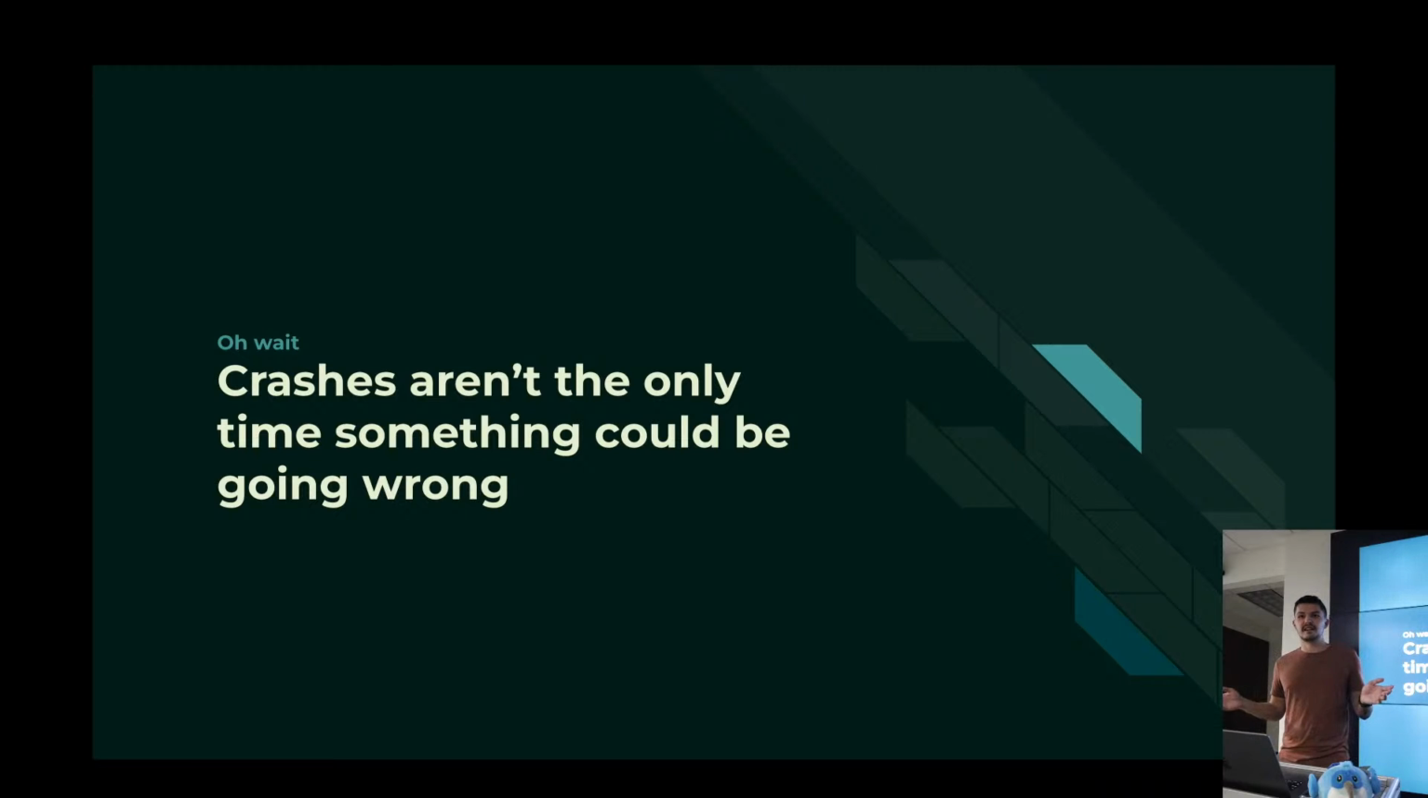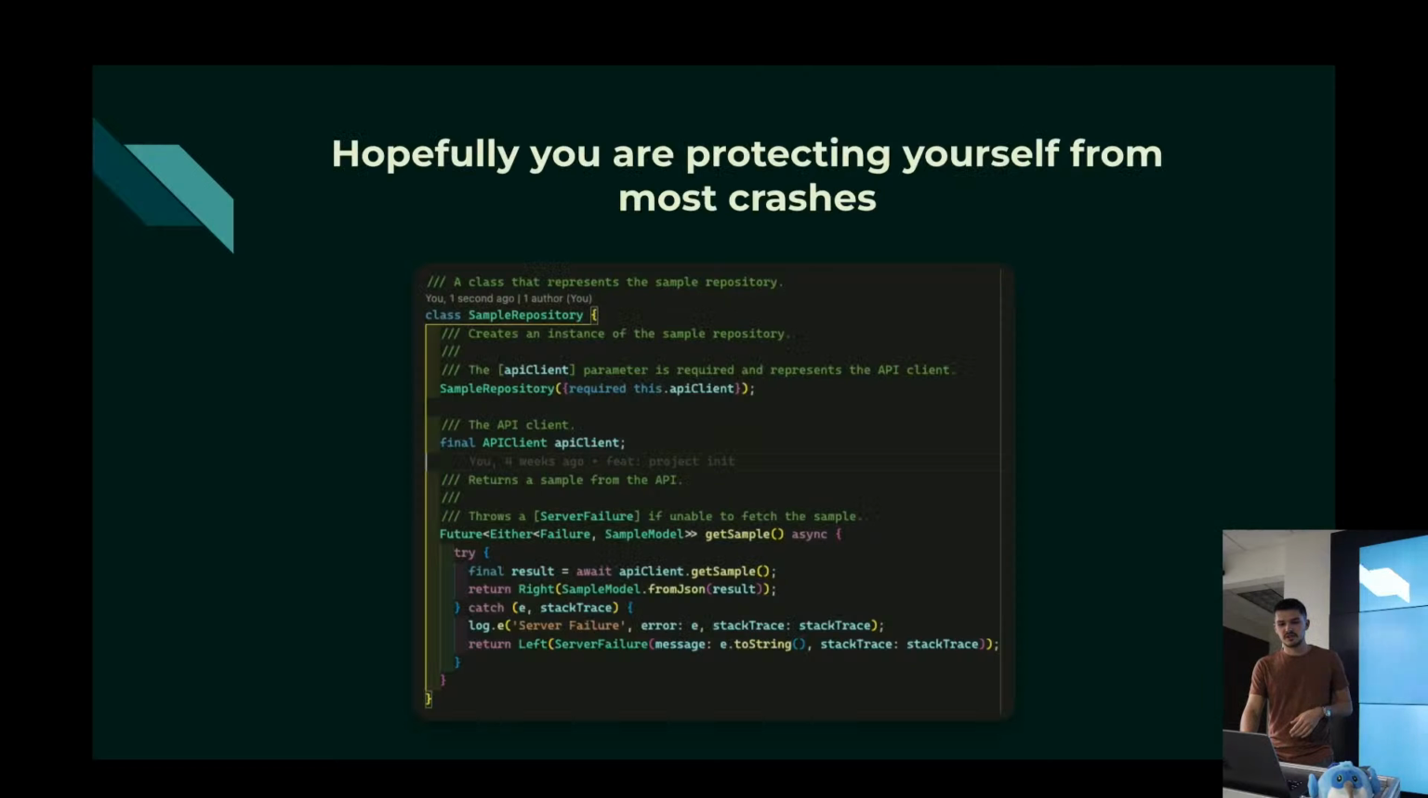But wait a second. Crashes aren't the only time something could go wrong, right? We want to know when something's going wrong at any time during our app. And in fact, if you have built your application in a fairly safe way, interacting with your APIs, likely all of these errors are being caught for you and you're showing error states. So if you did a good job trying to avoid crashes, you could have no crashes, but still nothing's going to work in your app. So what should we do? And here's an example of that. So hopefully you're protecting yourself from most crashes.